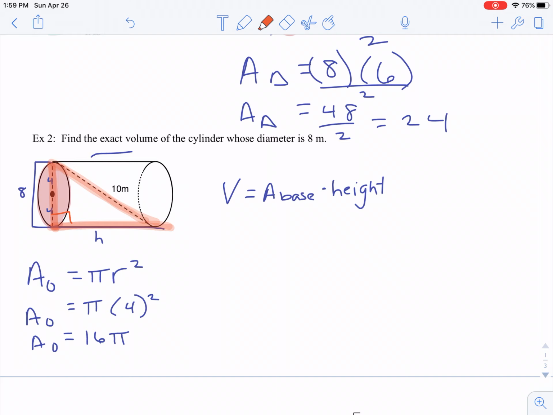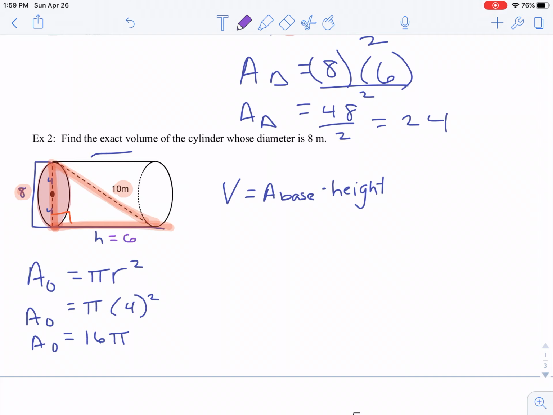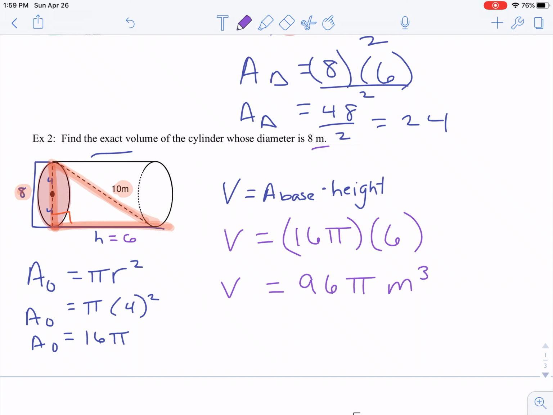So if I have a right triangle where the hypotenuse is 10 and one of the legs is 8, again, I have that 3, 4, 5 right triangle. So I know that my height has to be 6. So now I can find my volume: it is going to be 16 pi times the height, which is 6. And so my volume is going to be 96 pi, and I have to remember my unit, meters cubed.